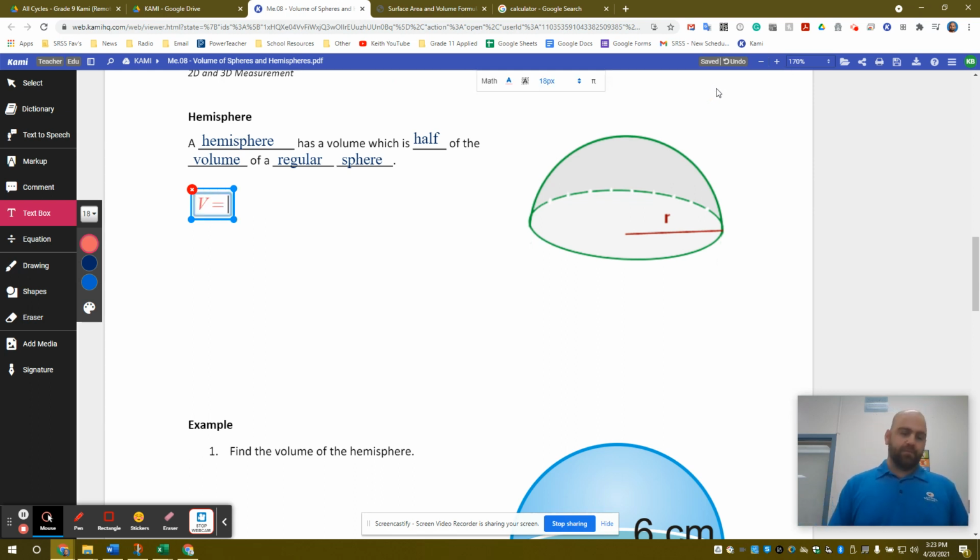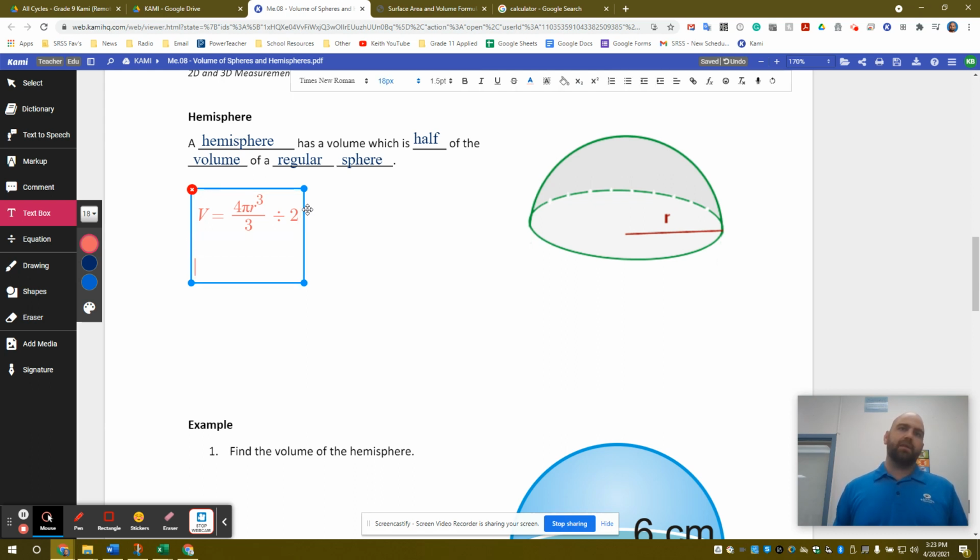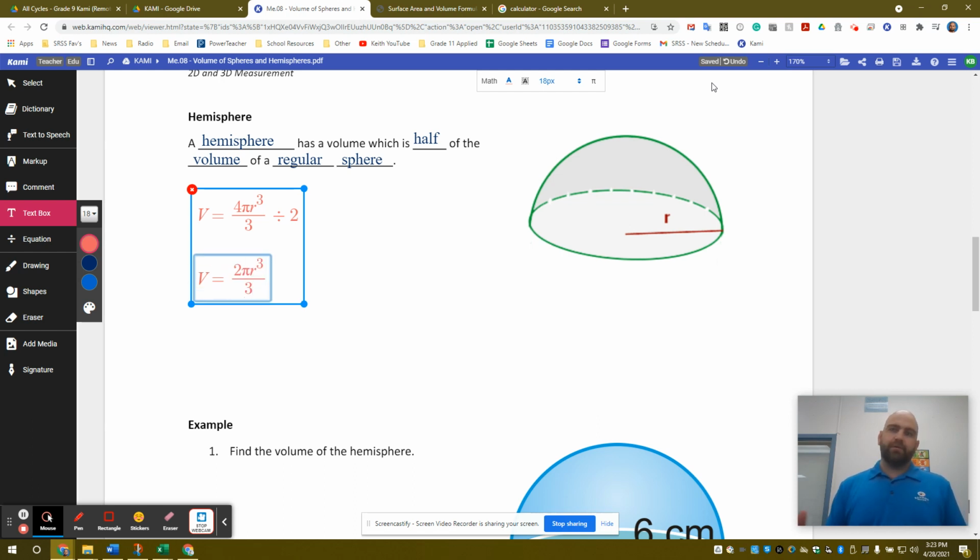So volume is equal to 4 pi r squared. Nope, not squared, sorry, that is cubed, divided by 3, and then we are going to divide this whole thing by 2. And when we divide it by 2, this 4 gets divided by 2 and becomes a 2. So we can simplify it so that our volume is equal to 2 pi r cubed divided by 3. And that's our volume formula. Done.